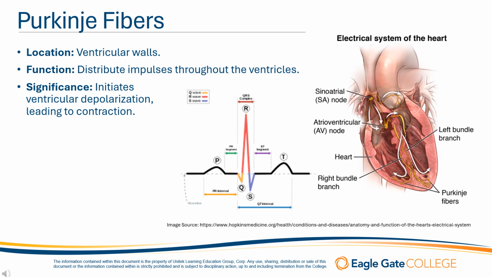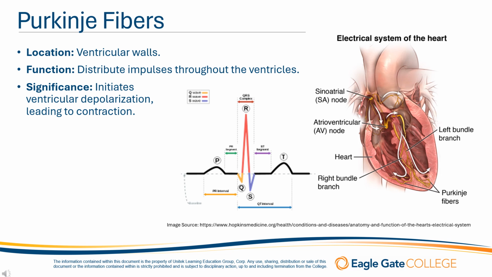After the electrical impulse travels down the bundle of His and through the right and left bundle branches, it reaches the Purkinje fibers, and these fibers then transmit the impulse to the ventricular muscle cells. The rapid conduction through the Purkinje fibers is crucial because it allows the ventricles to contract almost simultaneously. This synchronized contraction, as we spoke about before, is essential for effective pumping of blood out of the heart.